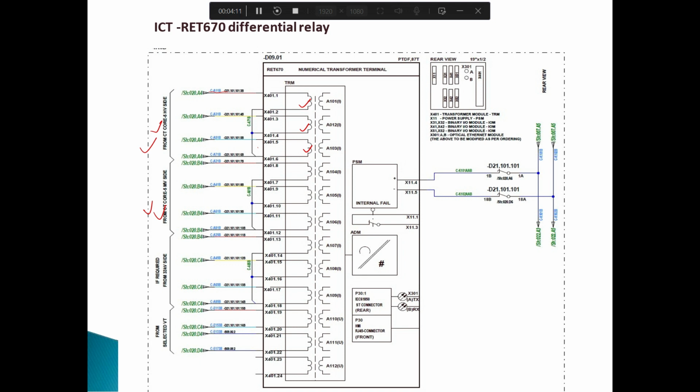So this is applicable when you are reading your drawing, and this depends upon which relay you are using. You have to refer to the schematic drawing for that particular relay only, and you have to make the connection as per the schematic drawing available with you.